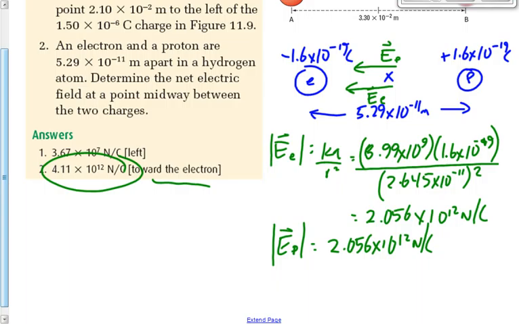Right, because we could have drawn it the other way, right? I drew it this way, but if you drew it the other way, it would have been to the right, but it still would have been, anyway, you look at it toward the electron.